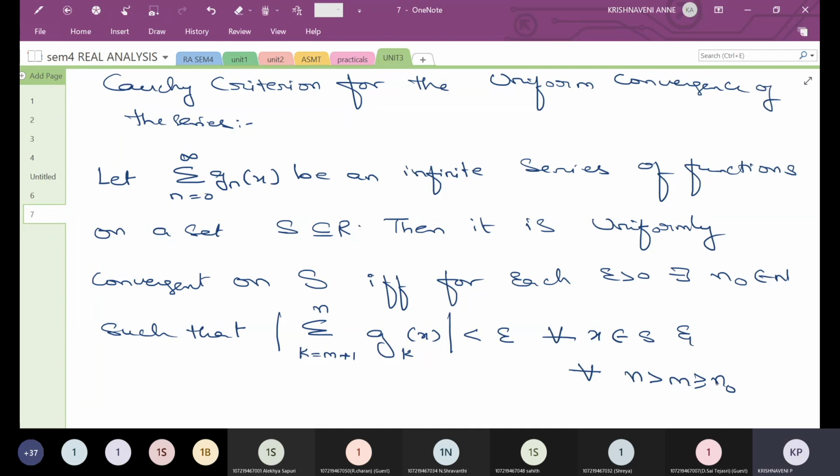So once again, I'm repeating the statement. Let summation n equal to 0 to infinity gn be an infinite series of functions on a set S contained in R. Then it is uniformly convergent on S if and only if for each epsilon greater than 0, there exists n naught belongs to N such that mod summation k equal to m plus 1 to n gk of x is less than epsilon for all x belongs to S, and for all n greater than m greater than or equal to n naught.